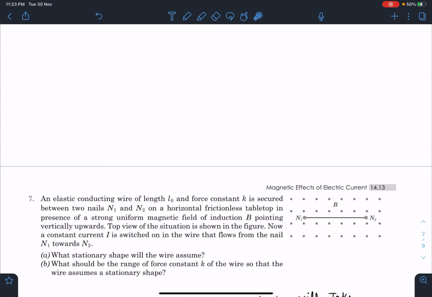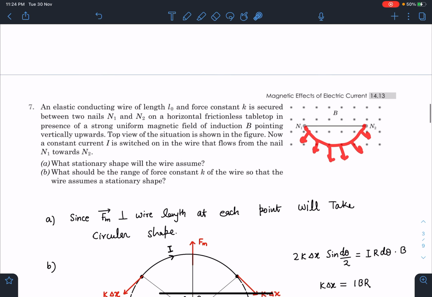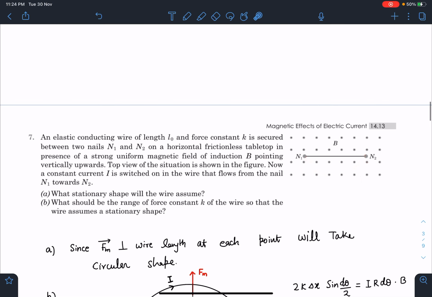Very easily we can find here, this is the direction of dl and this is the direction of B. So dl cross B is going to give us a force in the downward direction. Everywhere it is going to be perpendicular, so the only possible shape it can have is a circular arc. So that is the answer for the first part. Since the magnetic force is perpendicular to the wire at each point, it will take a circular shape, or you can say a circular arc.